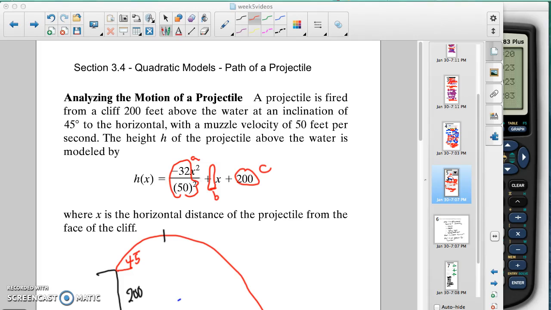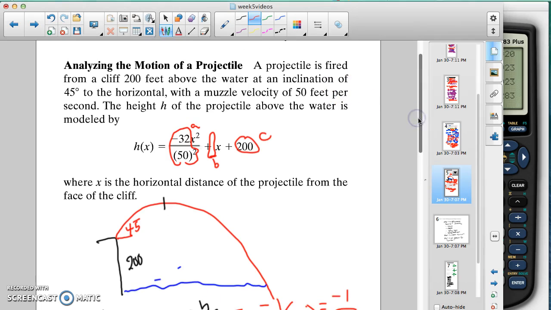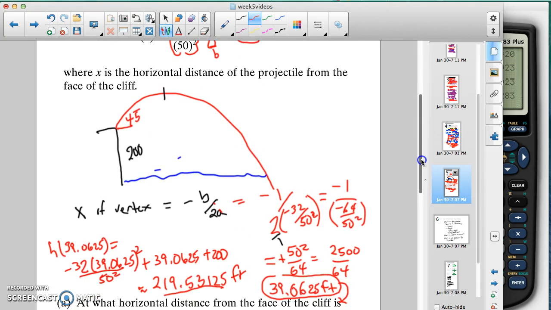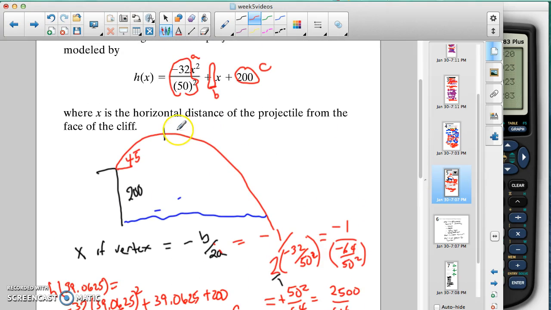Hello and welcome back. In this video we're continuing on with section 3.4, quadratic models with the path of a projectile. We had gotten through the first part of this problem, which was to find the highest point and the horizontal distance to get to the highest point.